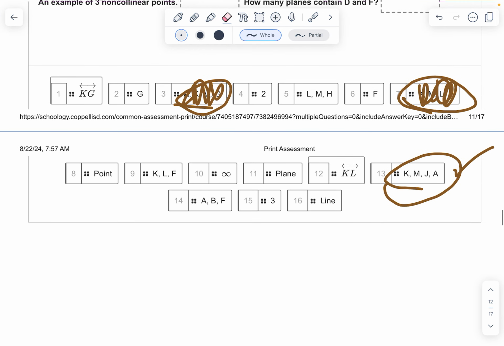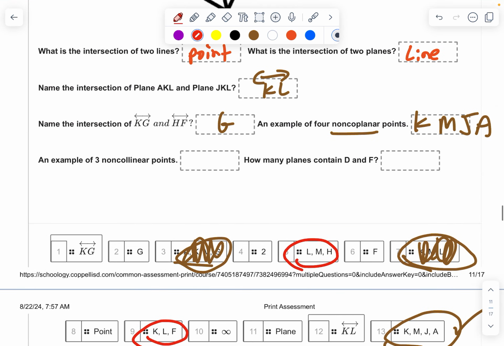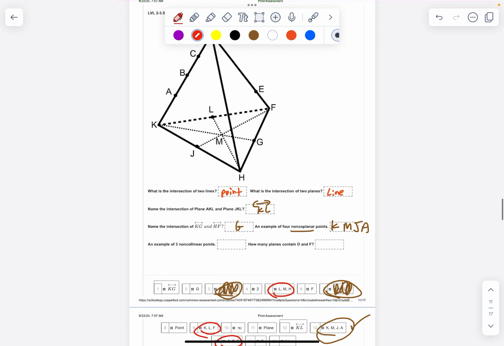Let's see what our choices could possibly be. We're looking for 3 points. It might be KLF, ABF, LMH. Those look like those are the choices. And they need to be non-collinear. So let's do this quickly. LMH, that's a line, so it's not that one.